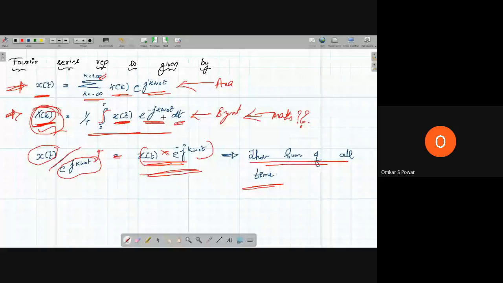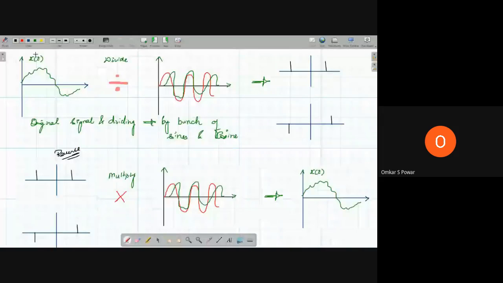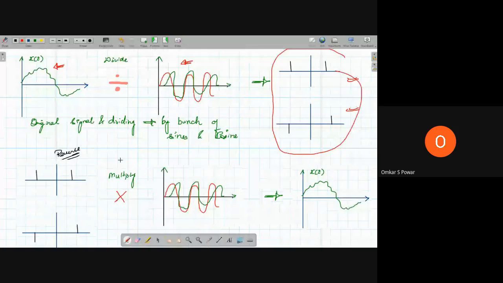So having said that, your Fourier transform is nothing but you have the signal here x of t, then you divide by a bunch of sines and cosines, and you'll get the Fourier coefficients. So this is the real part, and you will get the imaginary part. So how do you want to reconstruct the signal? You have these Fourier coefficients with you, you multiply by a bunch of sines and cosines, because it is the reverse, and you'll get the original signal.